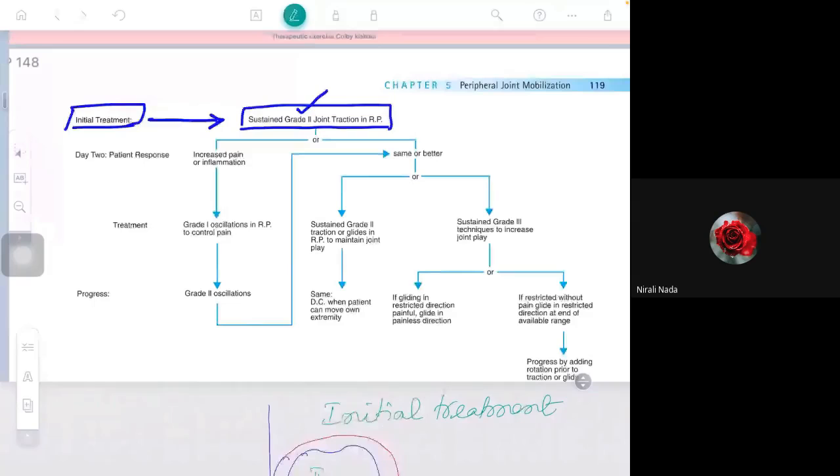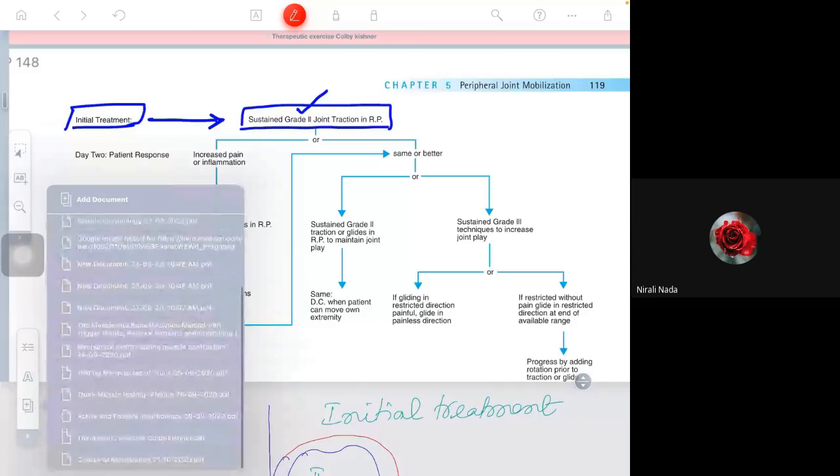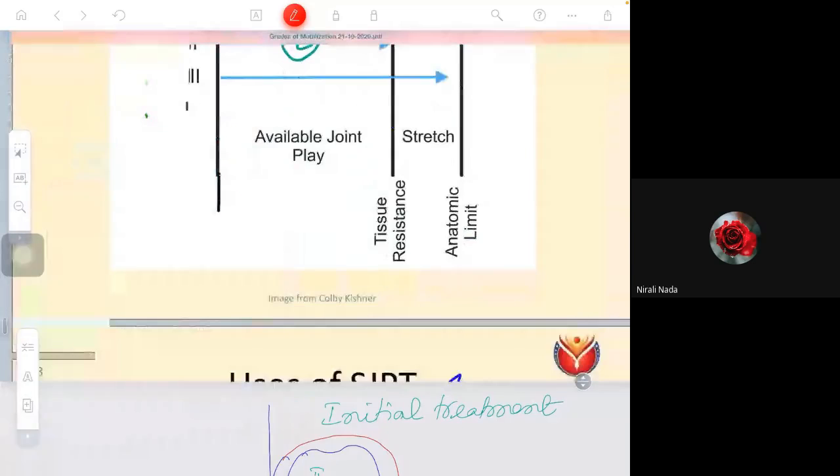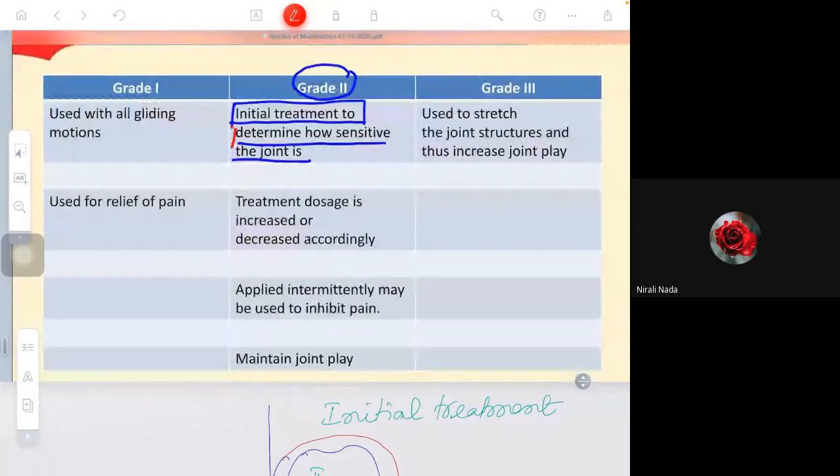What is the purpose? Why are you giving this grade 2 joint distraction? In order to find the sensitivity of the joint. This point is on the slide we have: in order to determine how sensitive the joint is. So in order to check the sensitivity of the joint, you will give grade 2 distraction.